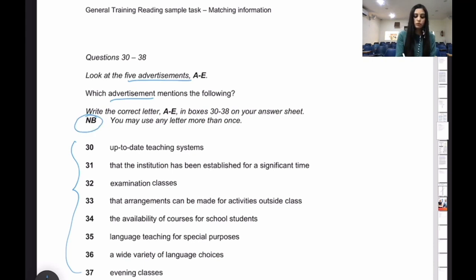Now NB is really important. They are giving you a note here. You may use any letter more than once. So this basically means that the information provided here could be from the same paragraph also.